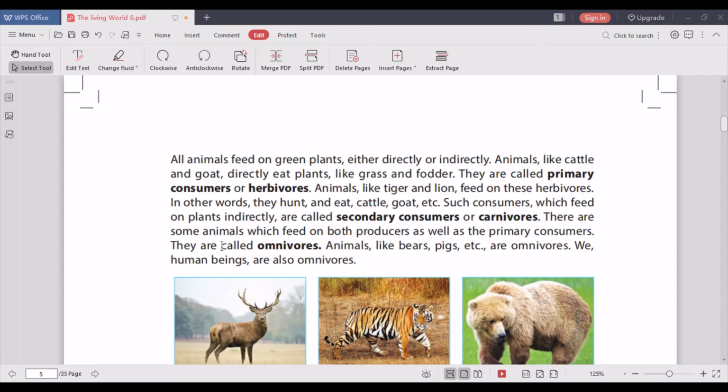There are some animals which feed on both producers as well as the primary consumer. They are called omnivores. Animals like bears, pigs, etc. are omnivores. We humans are also omnivores. Some animals like bears and pigs are omnivores because they eat both producers and herbivores, green plants and animals. So they are called omnivores.